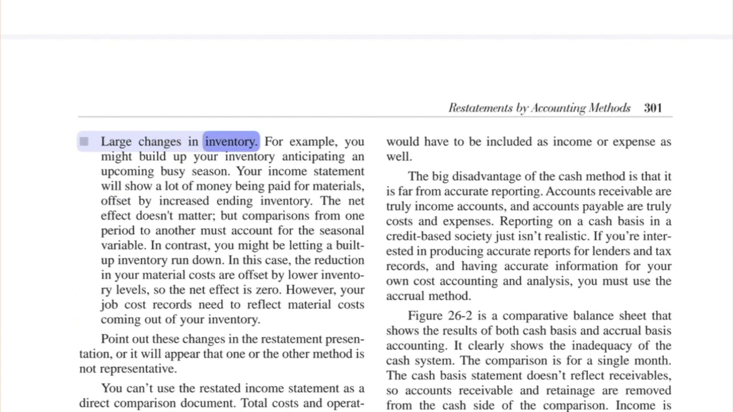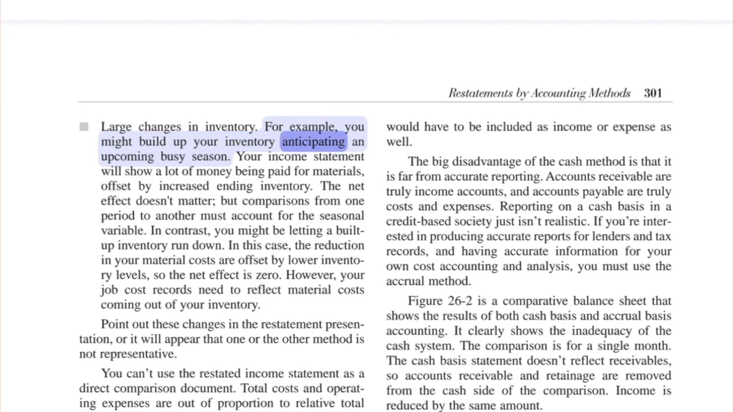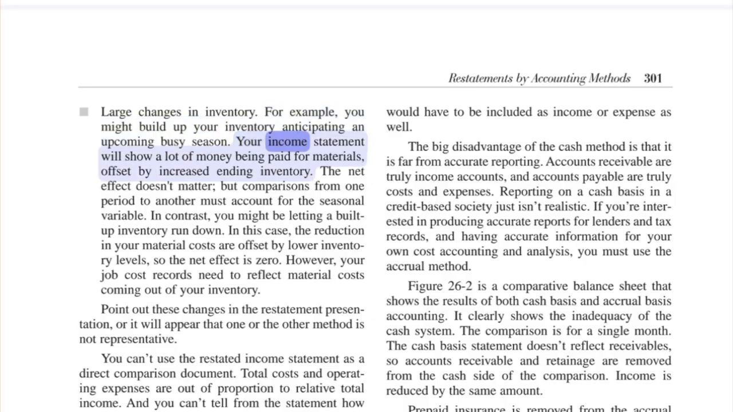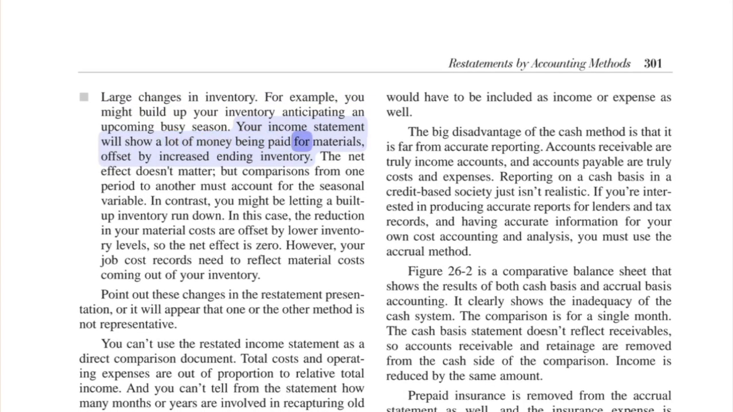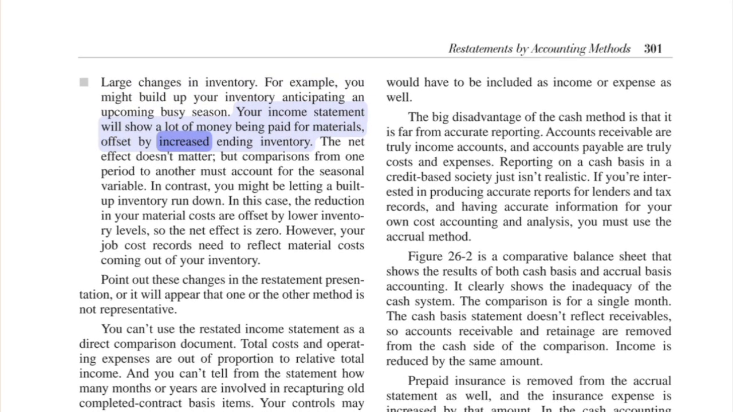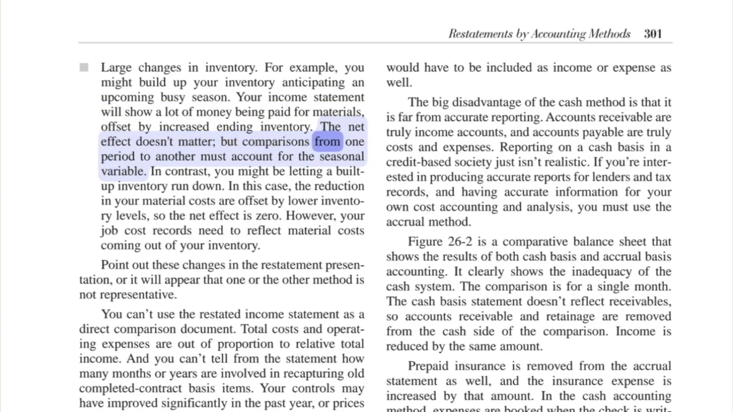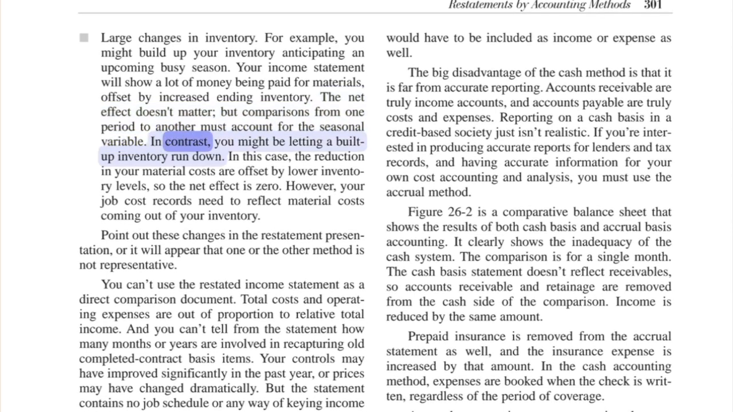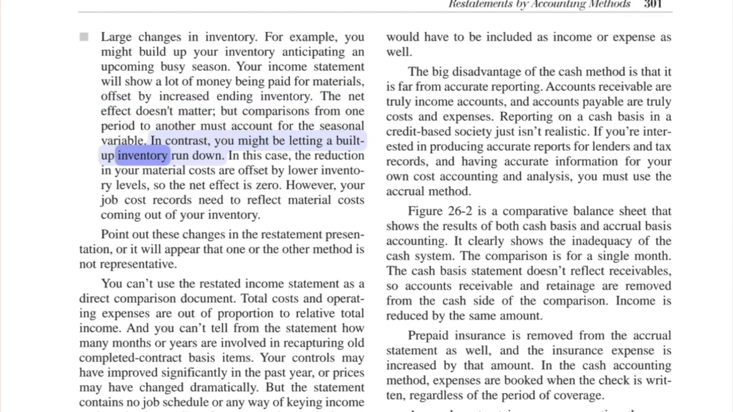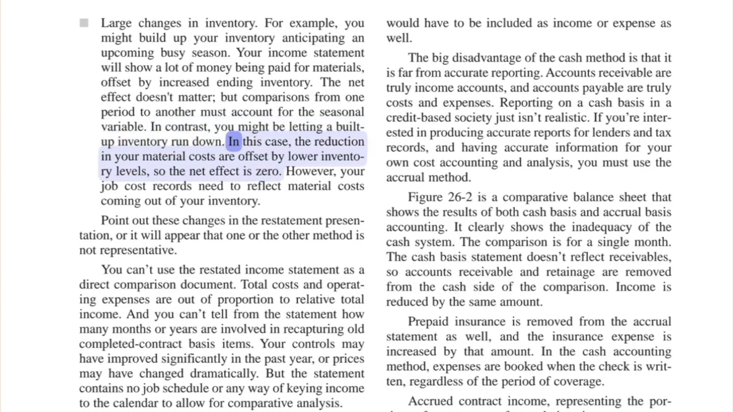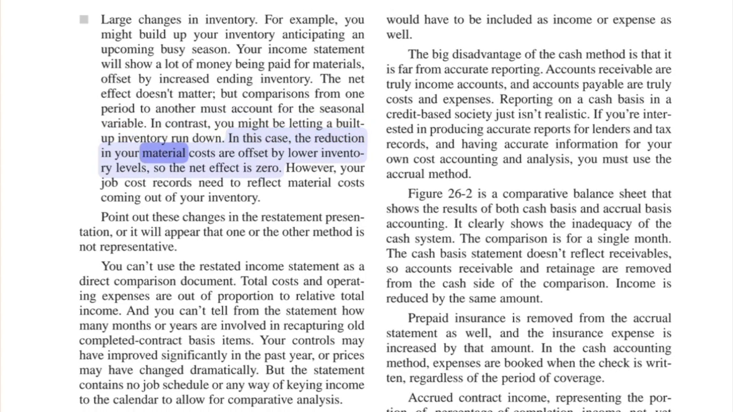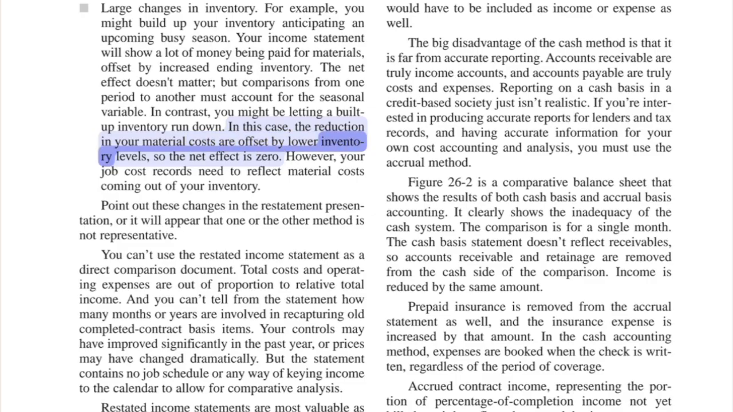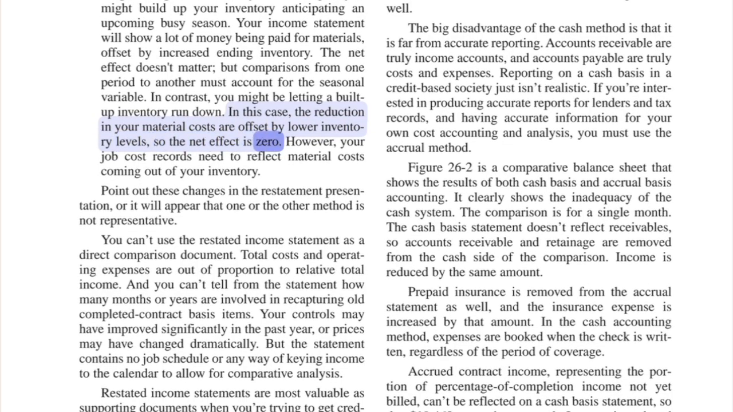Large changes in inventory. For example, you might build up your inventory anticipating an upcoming busy season. Your income statement will show a lot of money being paid for materials, offset by increased ending inventory. The net effect doesn't matter, but comparisons from one period to another must account for the seasonal variable. In contrast, you might be letting a built-up inventory run down. In this case, the reduction in your material costs is offset by lower inventory levels, so the net effect is zero.